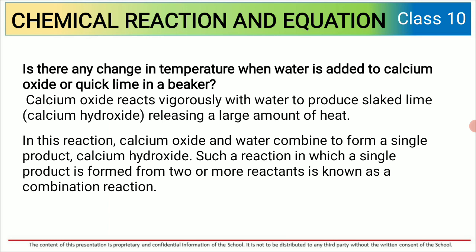Such a reaction in which a single product is formed from two or more reactants is known as a combination reaction. So here CaO + H2O gives Ca(OH)2. So here what has happened? Reactants combine with each other. So it is called a combination reaction.